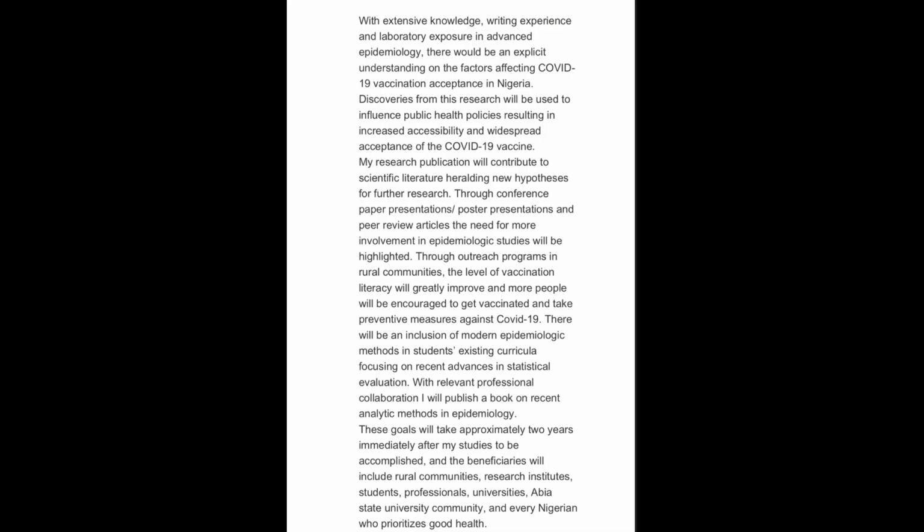So you can see from my own example that I mentioned that my publications will help educate more people on the need for vaccination and also influence policies. And I also said that I will be holding rural outreaches which will encourage people to take up vaccines to help protect them. So the outcomes will be increase in the uptake of vaccines.